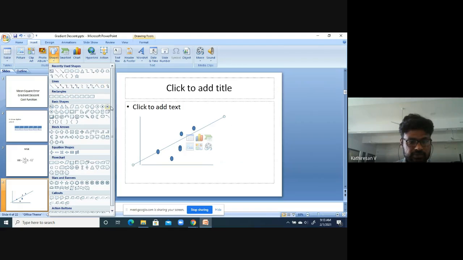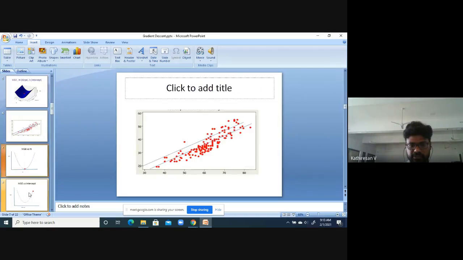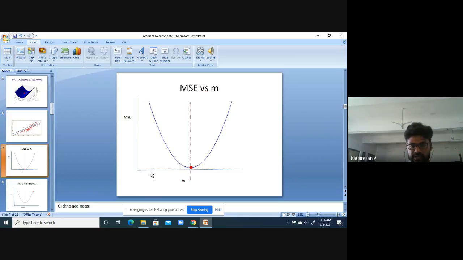See here, because it's starting and coming down and again increasing, it should be a parabolic curve. Starting from high, coming down, coming down, reaching global minima and again getting increased. So our intention is to find global minima. In order to find global minima only, we are allowing it to increase also. So this is the case.